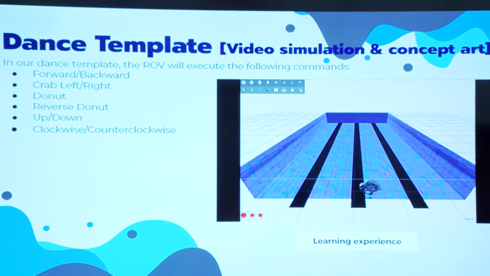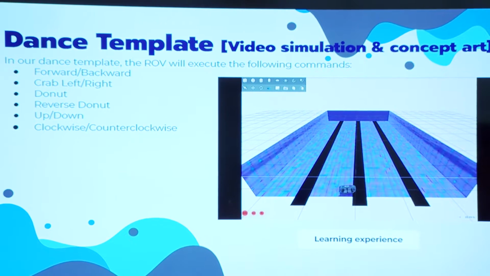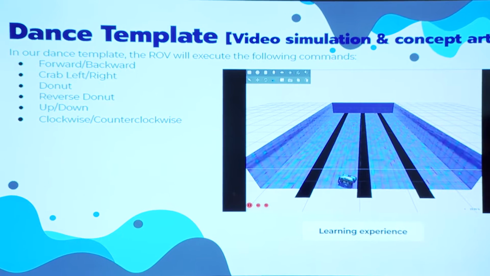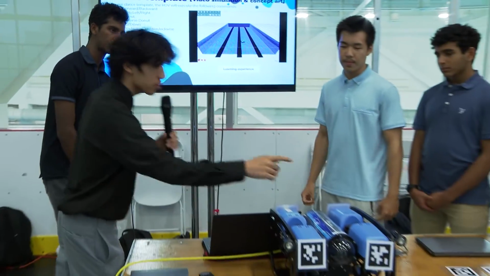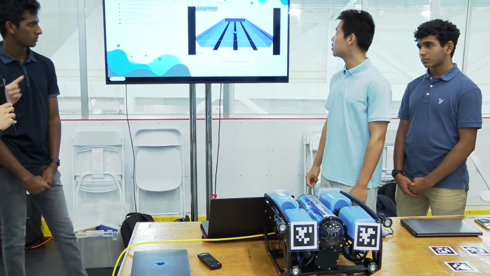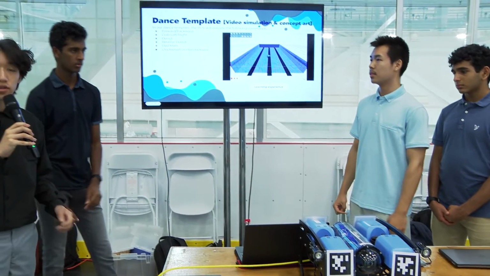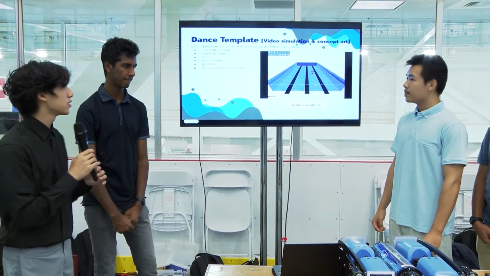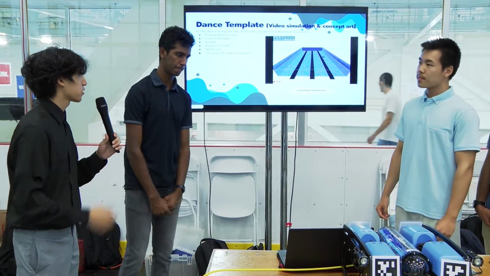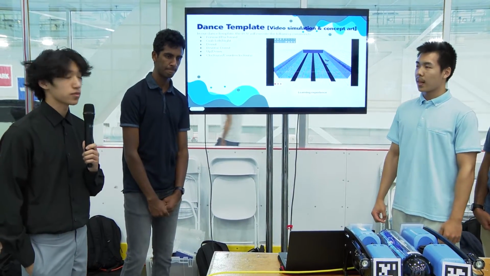Also, I wanted to say that this was a learning experience for us, because for this we had to calculate, if we wanted to go forward, how much power to send to each of the motors. And we had to do this for every single one, even for a donut and reverse donut. So it gets really complicated really quickly. It didn't turn out very well because it just got so complicated and confusing that it was really difficult.